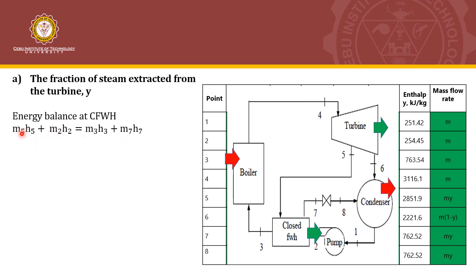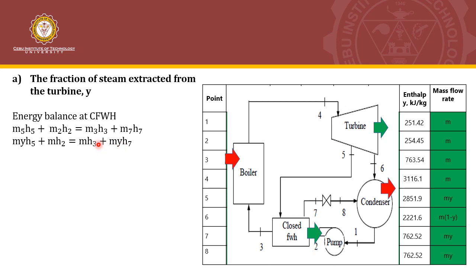That's why we have this equivalent energy balance. Energy in is equal to energy out. Then we just substitute the value of the mass flow rate that is found here in the table. So for M5, for example, the mass flow rate is My. So that's why we have here My. For M2, we have M, as well as for M3, and then for M7, we have My.